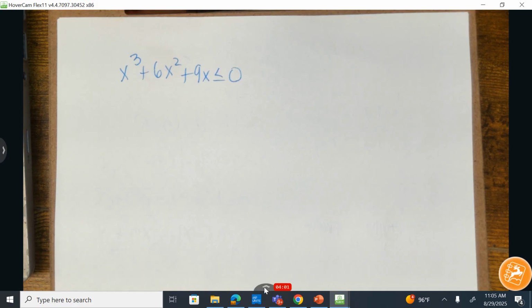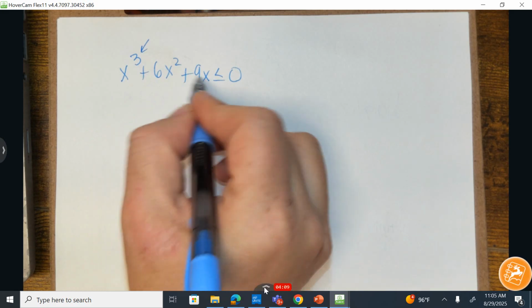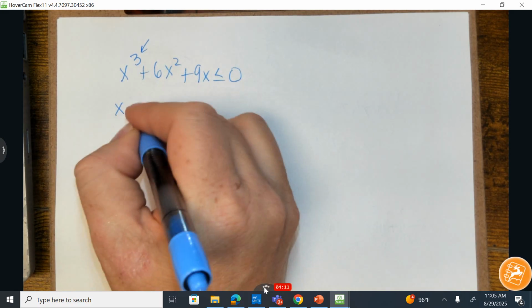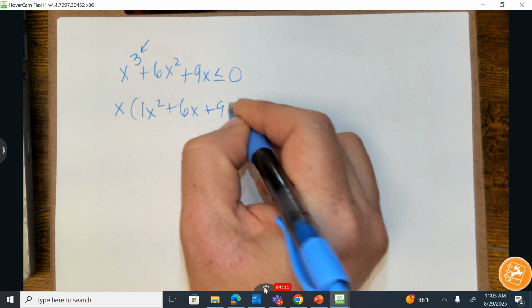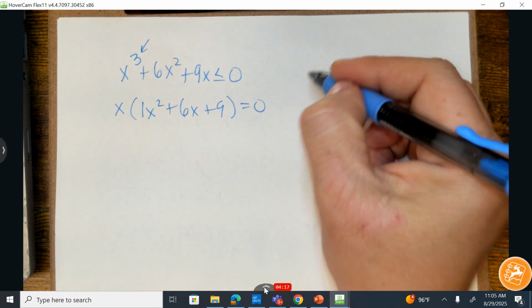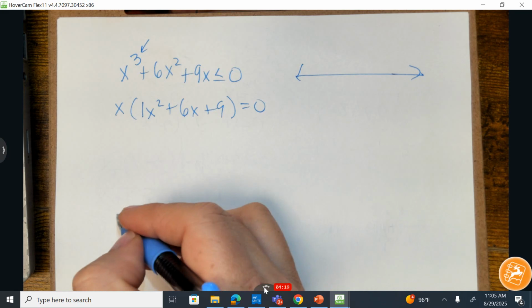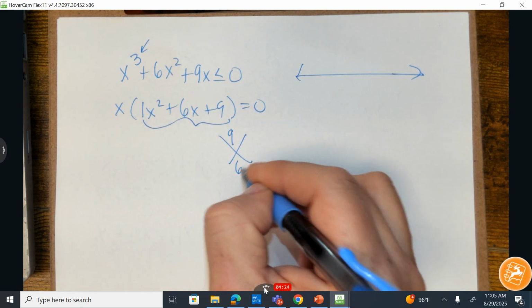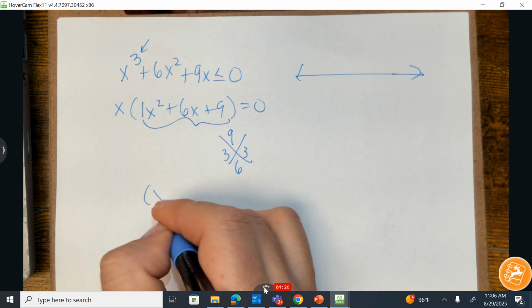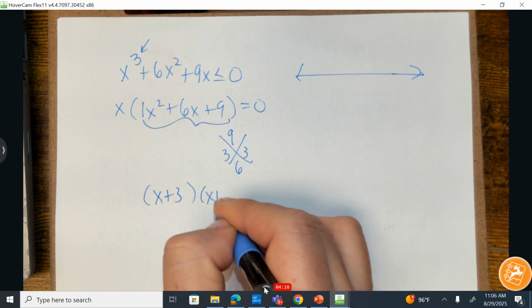Okay, let's look at this question. Just like 6 and 7, I'm going to try to find those hash marks. So I'm going to have at most 3, and I'm going to now factor out an x to be left with 1x squared plus 6x plus 9. I'm going to set it equal to 0 in order to find where the hash marks land. Okay, this is factorable. What multiplies to equal 9 and combines to give you 6? That'd be 3 and 3. x plus 3 and x plus 3.